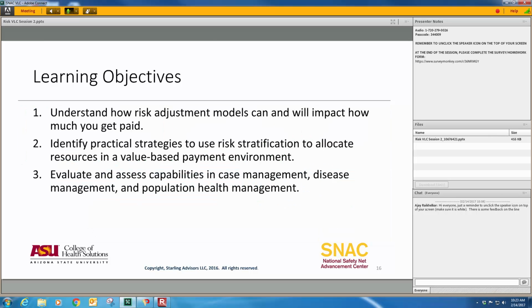So we're going to now take you through a series of learnings that focus on understanding how risk adjustment models can impact, and to a greater extent will impact, how much you get paid under value-based reimbursement. We then want to look at some practical strategies for how we will use risk stratification to allocate resources in a value-based payment environment. And then we want to evaluate and assess various capabilities in case management, disease management, and population health management, which are the three most commonly referenced approaches to risk management. We'll talk a little bit about all three, how they differ, and how they're similar.